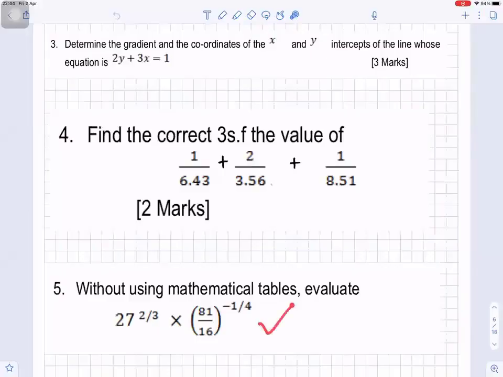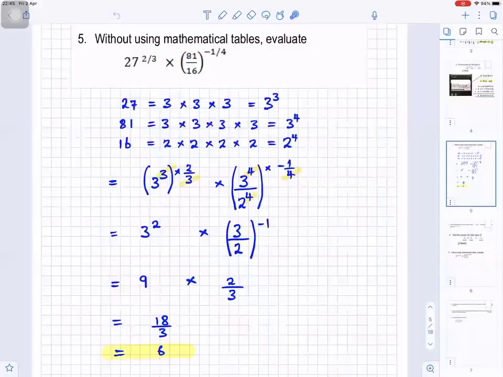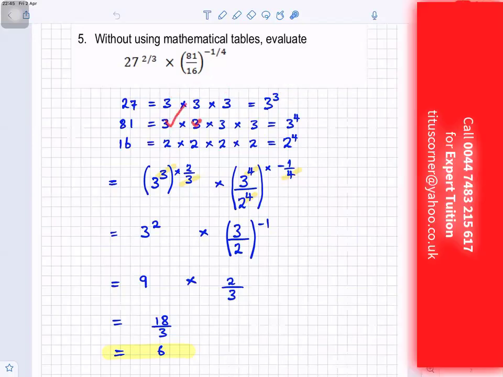Okay, here is question number 5, which we're going to do. Question number 5: without using mathematical tables, evaluate. 27 can be written as 3 times 3 times 3, which is 3 to the power 3, because there's 1, 2, 3 of them. 81, 3 times 3 times 3 times 3, is 3 to the power 4. 16 is the same as 2 to the power 4.